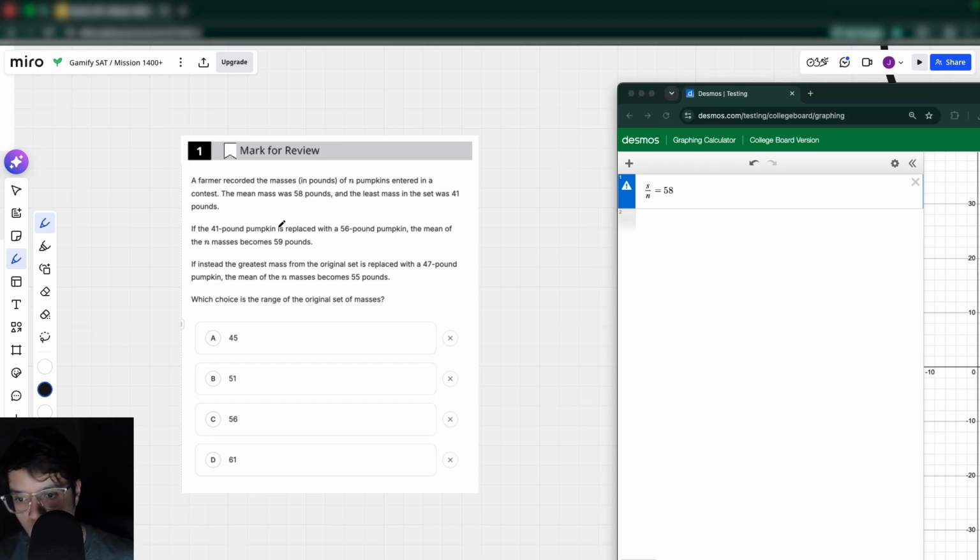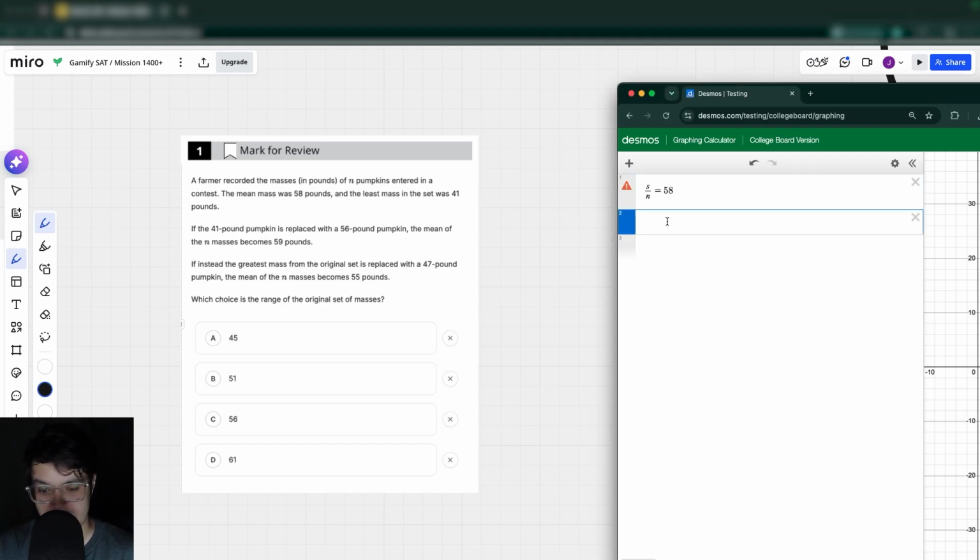Second one here, if the 41 pound pumpkin is replaced with 56, the mean of the new things becomes 59. So that would basically be saying minus 41 because we're removing 41 from the data set, adding 56 because we're adding that into the data set, and we divide that again by n because there's still only n amount. Whatever amount doesn't change because we took one away, but then we added one back in as well. So that now becomes equal to 59.